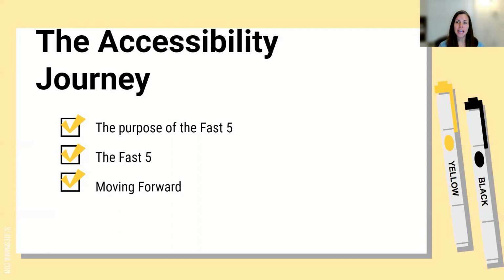campus has created an accessibility plan that continues to encourage faculty to be more aware of accessibility considerations in their course design process. We're going to start with the purpose of the Fast 5. We're going to get into all the details of the Fast 5, what they are. And then, like I said, how are we going to move forward, the next steps after the Fast 5?